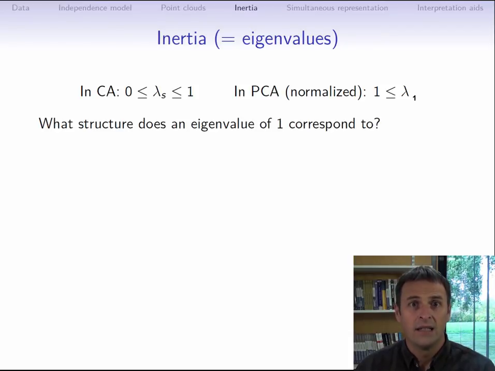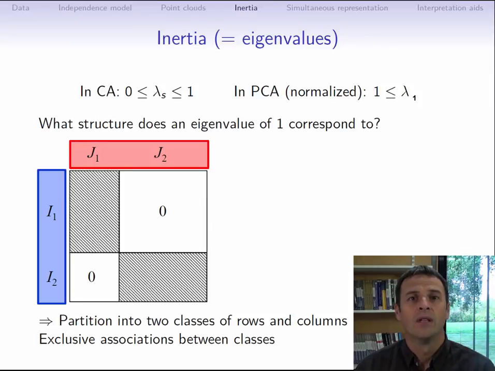Well, it's like this. We can separate the rows into two blocks, I1 and I2. The columns can also be separated into two blocks, J1 and J2. And suppose that this double division represents exclusivity between blocks. That is, rows of block I1 are only linked with J1 and not at all with J2. And rows in block I2 are exclusively linked with J2 and not at all with J1. This represents a very strong association because we have an exclusive link between categories of one variable and those of the other.